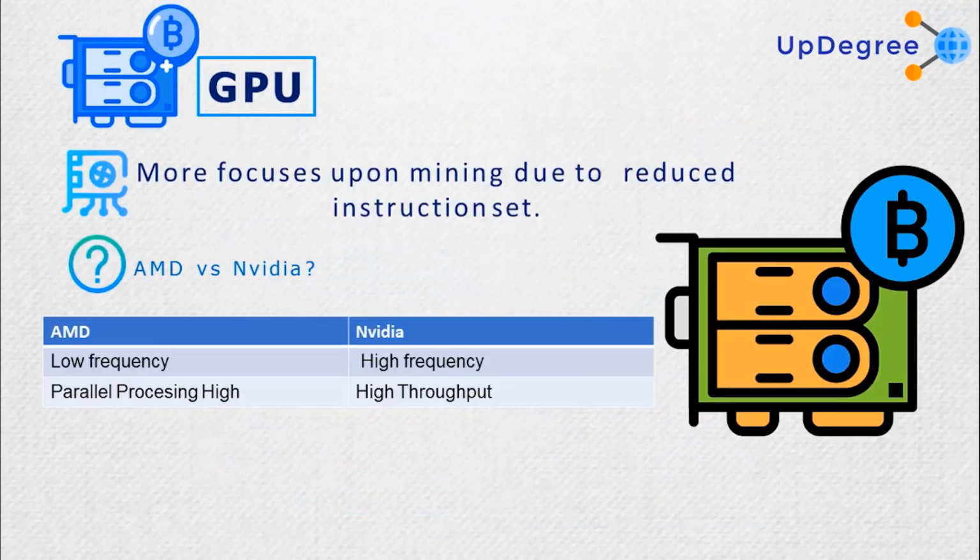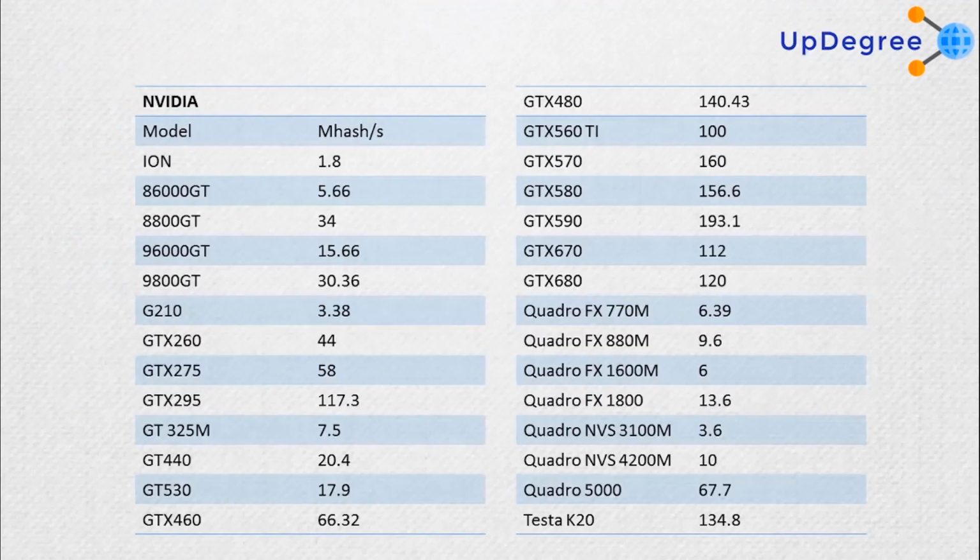So what is GPU? It focuses more on mining due to reduced instruction cost. You have AMD and Nvidia, so basically you have a comparison and you can choose your GPU. Primarily this is more used for Bitcoin mining. And you have these models and the hash speed. The Tesla K20 actually comes with 134.8 M hash per second, and you have something like the GTX 590 that I have used.